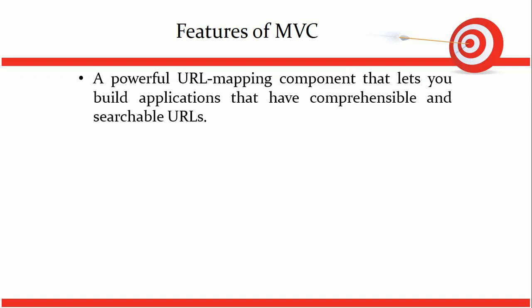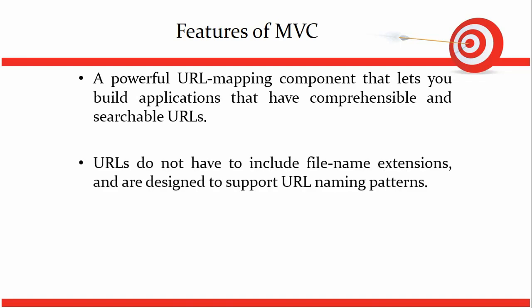The URLs which you have there are also searchable. That's why when you search something using Google's search engine, the robot which crawls for search engine optimization also looks into your URLs and your metadata. So if your URLs are searchable, your application becomes more visible for the user who is searching for your website. So this URL mapping component allows you to build applications that have comprehensible searchable URLs, and they do not have to include file name extensions and are designed to support URL naming patterns.